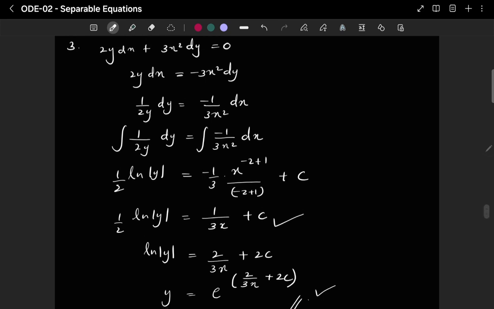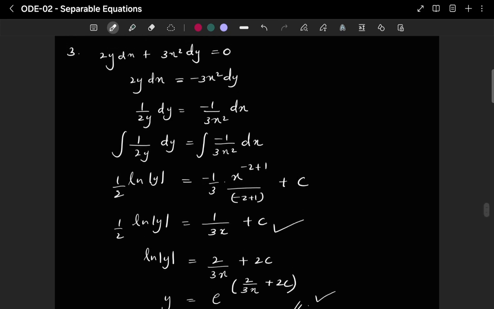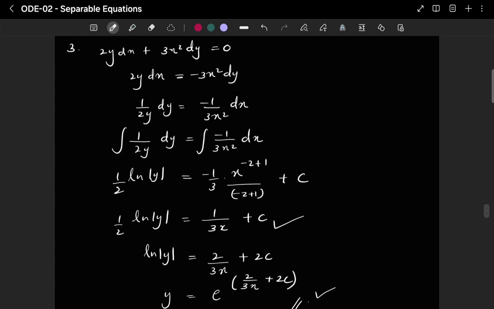So we have done the separable equations like this. Hope you have a clear understanding now about how to solve separable equations.